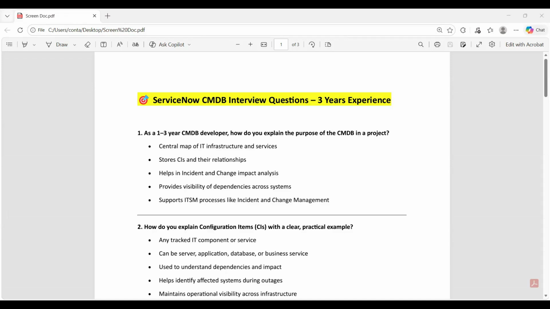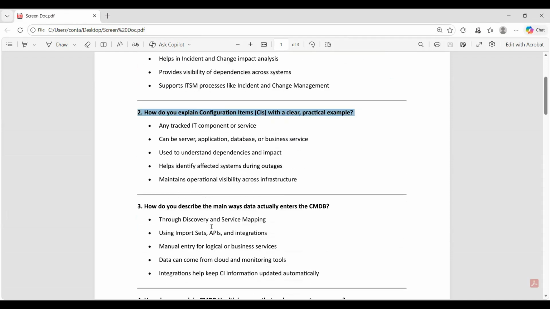Let's discuss the second question. How do you explain a configuration item with a clear and practical example? Okay, this is also one of the good questions and people generally ask this question. So when explaining a CI, we should avoid giving only the textbook definition. Okay, keep this in mind. A better way is to say that a CI is anything we track because it is important for delivering or supporting IT services. This mention is very important: IT service.